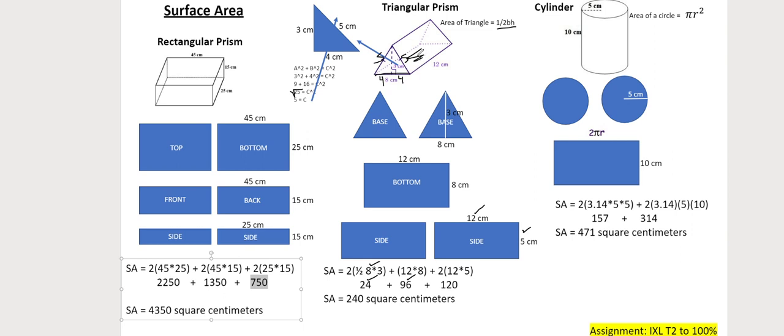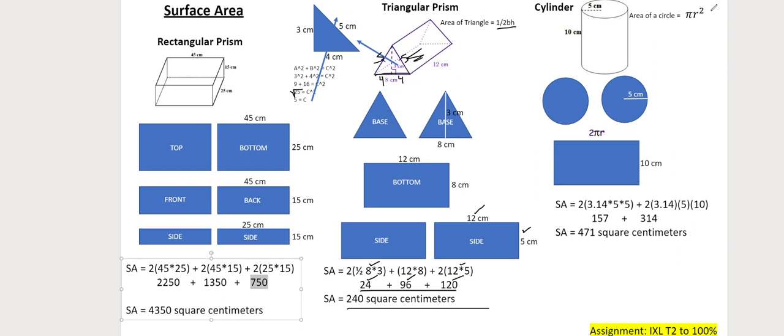And then we have the bottom part, which is 12 by 8, is 96. And then we have the other two faces, which is 12 by 5. So it's 12 times 5, and then you multiply that by 2, and that's 120. And then you just add all three, and you're going to get your surface area. Okay. So again, you have to add all the areas of every shape that you have in that prism.